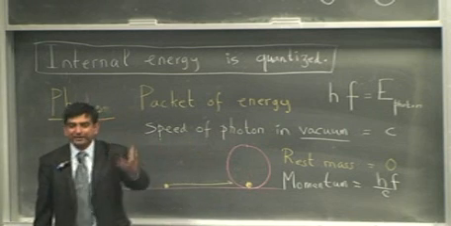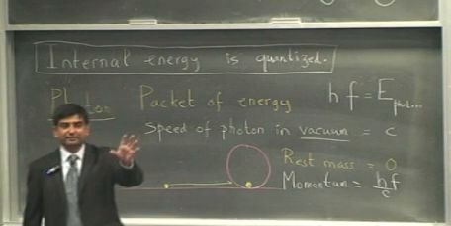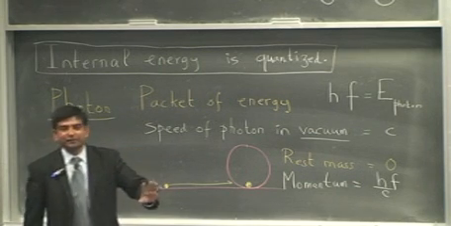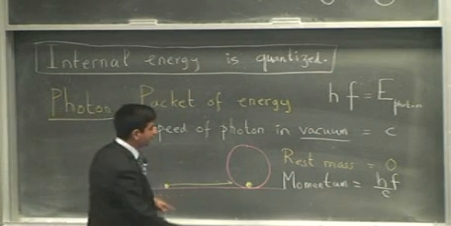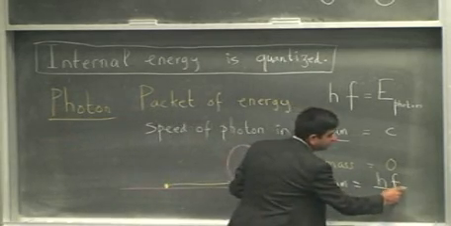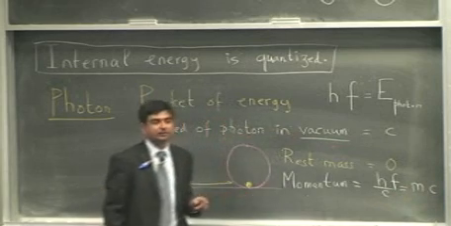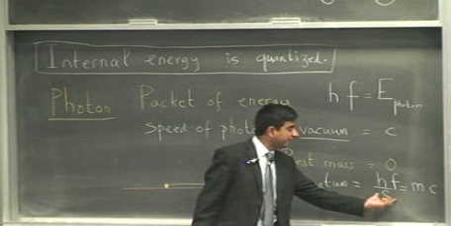Okay? And what is the momentum in classical terms? It's mass times the speed. So you can think of this momentum as being equal to some mass times c. So this is the effective mass.